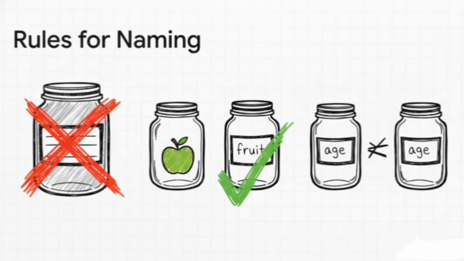Now, of course, there are a few simple rules for labeling these jars, just to keep things from getting confusing. The name can't start with a number. It's always a good idea to use a name that actually describes what's inside, and you've got to be precise. A jar labeled age with a lowercase a is totally different from one labeled age with a capital A.